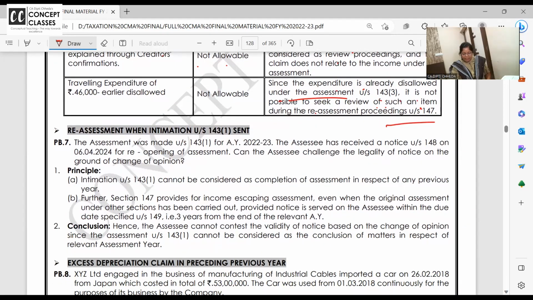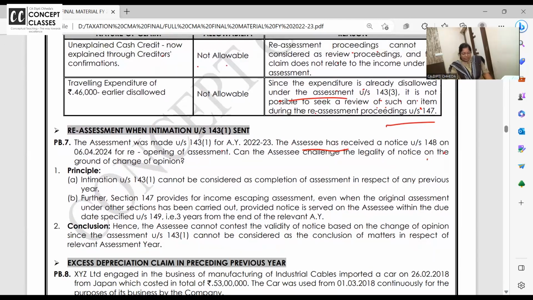Assessment was made under 143.1. The AO has received a notice, SSC has received a notice for reopening assessment. Can SSC challenge the legality of the notice on the ground of change of opinion?